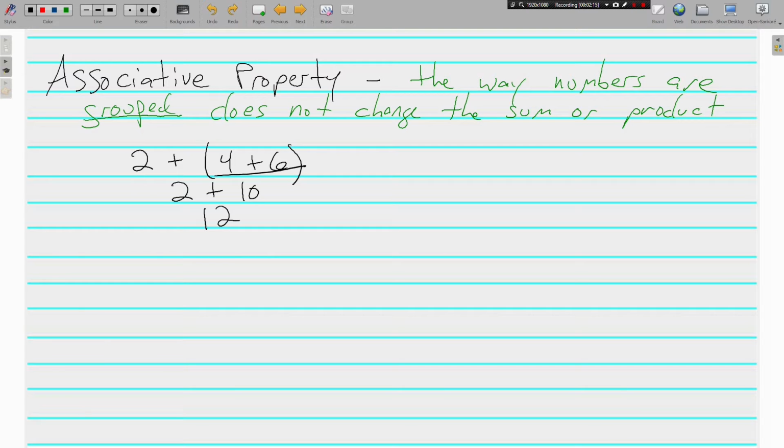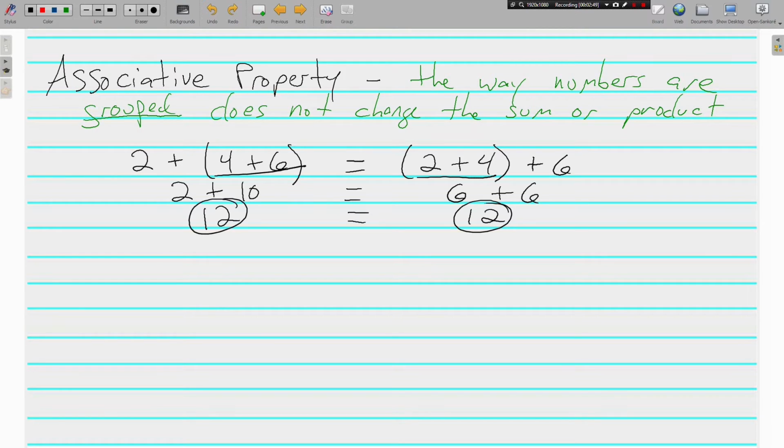What the associative property states is that I can change the grouping. So instead of 4 and 6 being in parentheses, I could put the 2 and the 4 in parentheses. And I'm still going to get the same answer. My numbers are in the same order. All I've done is change the grouping. 2 plus 4 is 6. And then 6 plus 6 gives me 12. I have the same answer, even though the grouping of the numbers is different.